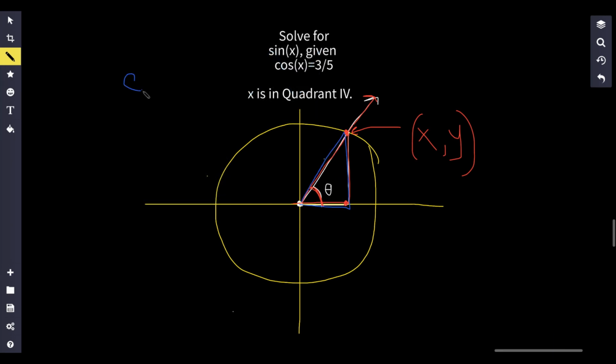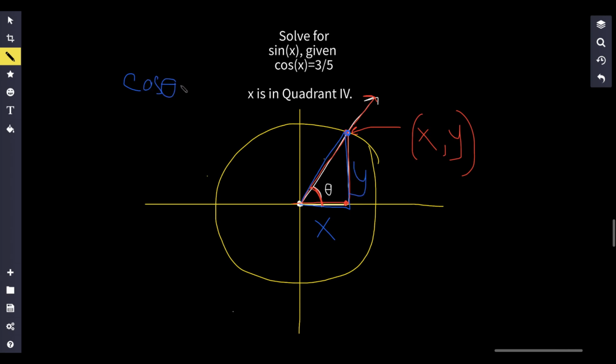Now, let me ask you. You can all agree that this length right over here represents the x value of this point, right? This point right over here has an x value of this length. This part of our triangle represents our x value. Now, this part of our triangle represents the y value.